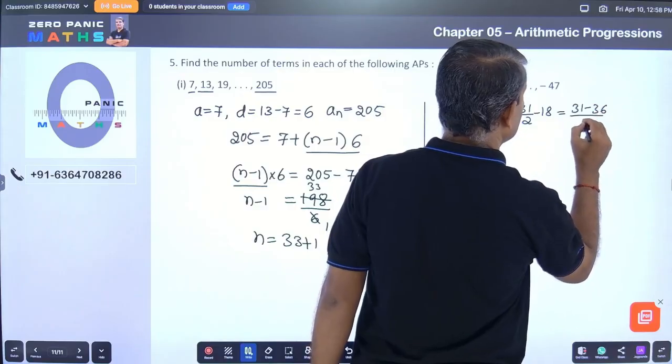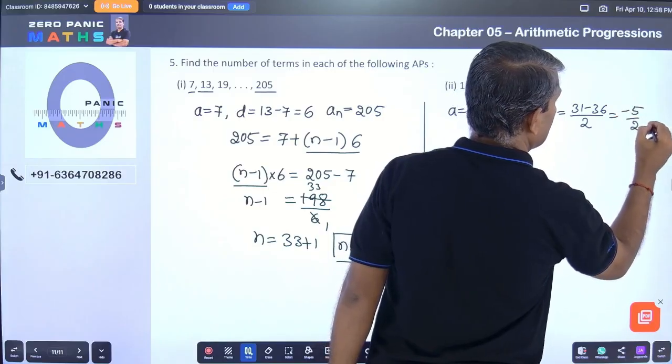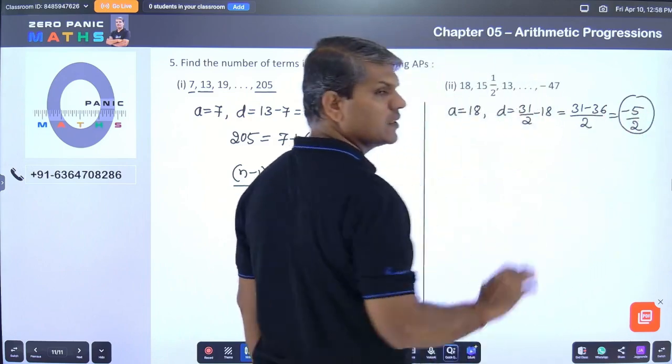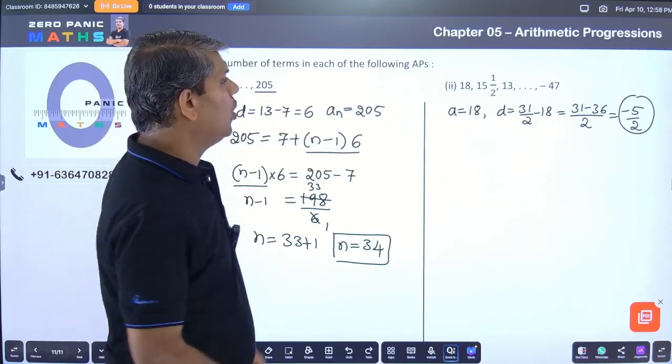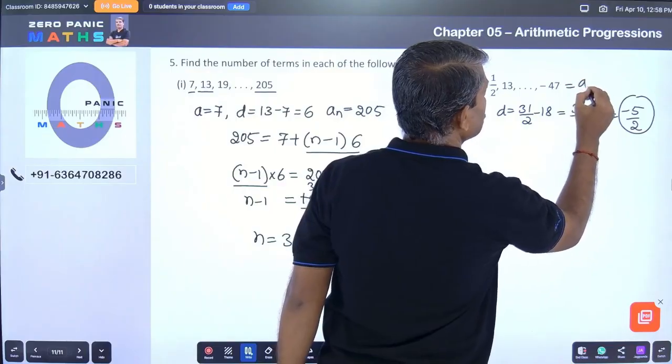(31 minus 36) divided by 2 is minus 5 by 2, right? Minus 5 by 2 is your d, remember this. The common difference is minus 5 by 2. And what is an? An is 47.